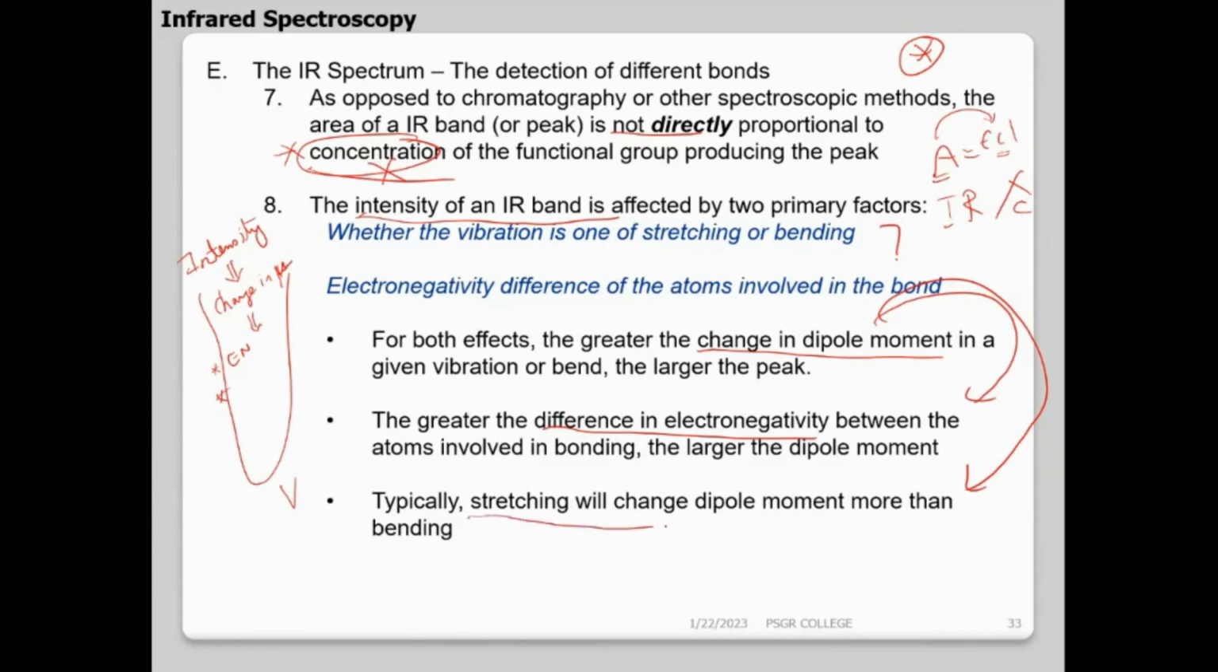So what are they saying? Stretching will change the dipole moment more than bending. So the second reason for change in dipole moment is whether it is a stretching vibration or a bending vibration. Stretching vibration will have a greater change in dipole moment. Very, very important slide to understand IR. So IR peak intensity does not depend on the concentration; it depends upon the difference in electronegativity and the type of vibration, stretching or bending.